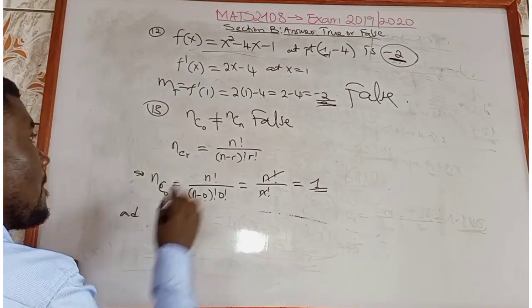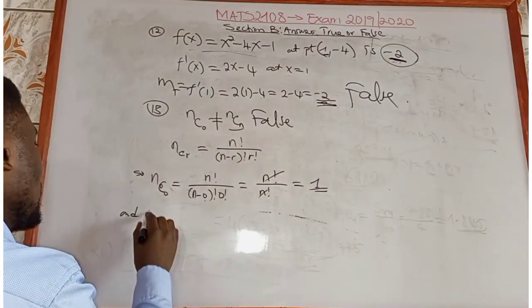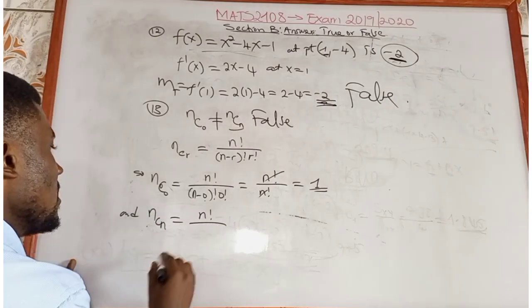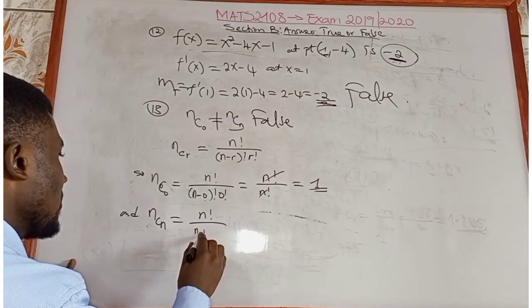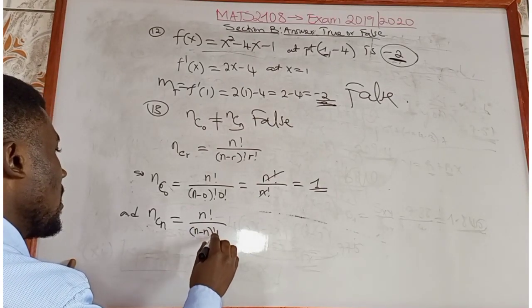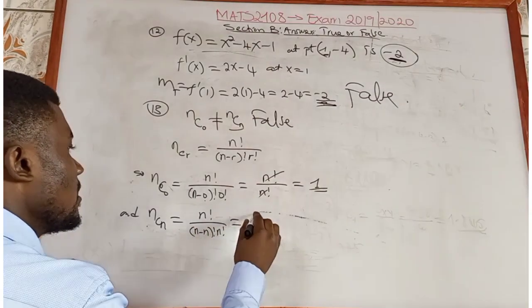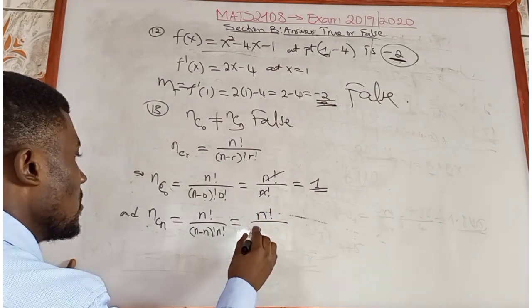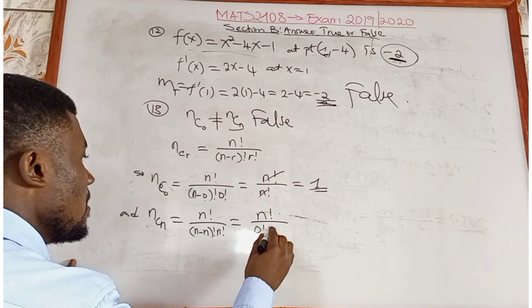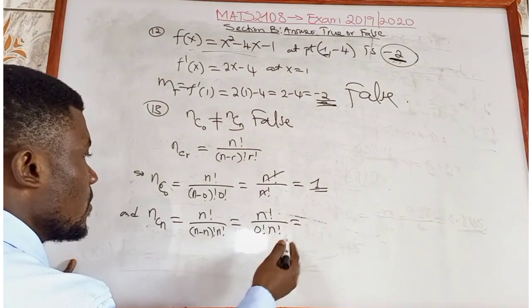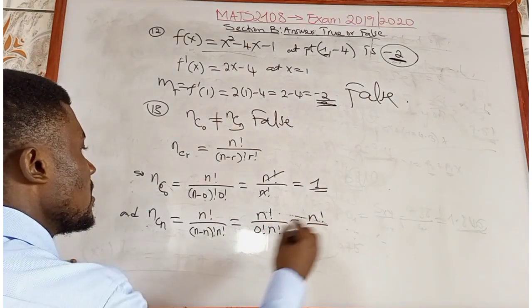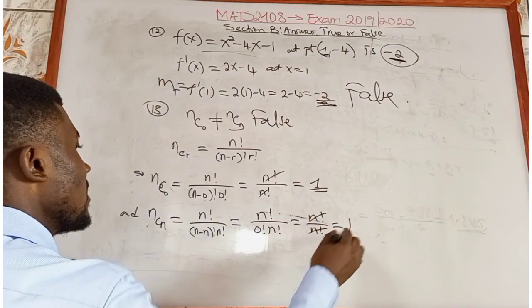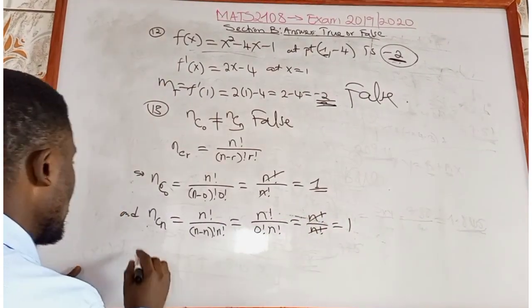And what about this one? n combination n is the same as n factorial divided by (n minus n) factorial times n factorial. This gives us n factorial divided by n minus n, which is 0, so 0 factorial times n factorial. But as we have seen already, 0 factorial is 1. So this one simplifies again to 1.